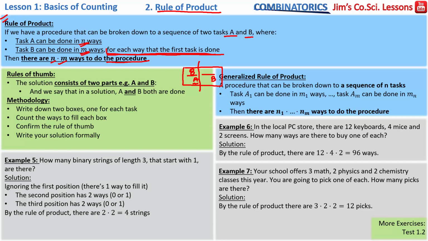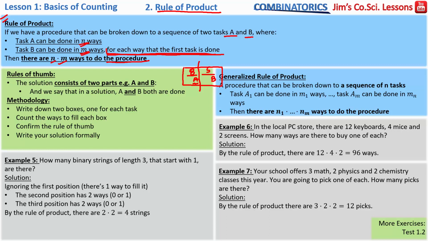If this applies, then we are counting these ways for part B, and we write down these ways, and then by the rule of product, the total ways are their product. 8 times 5 equals 40 ways.